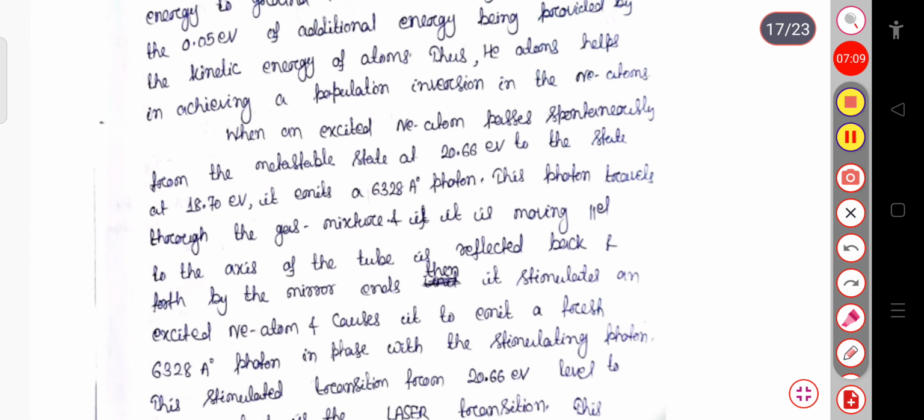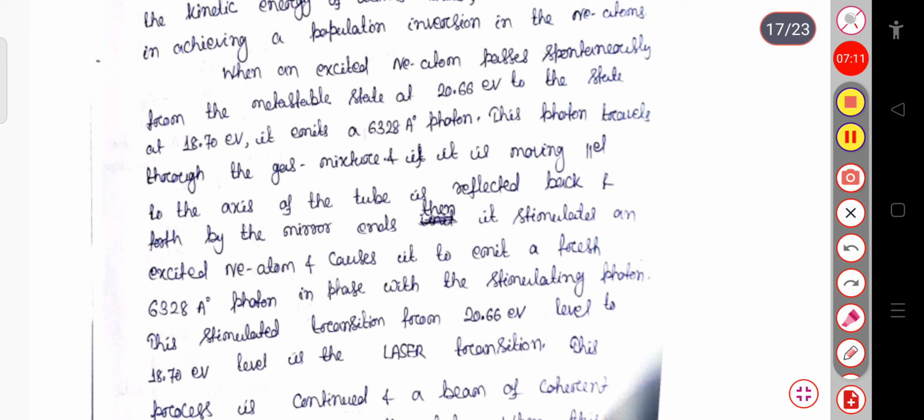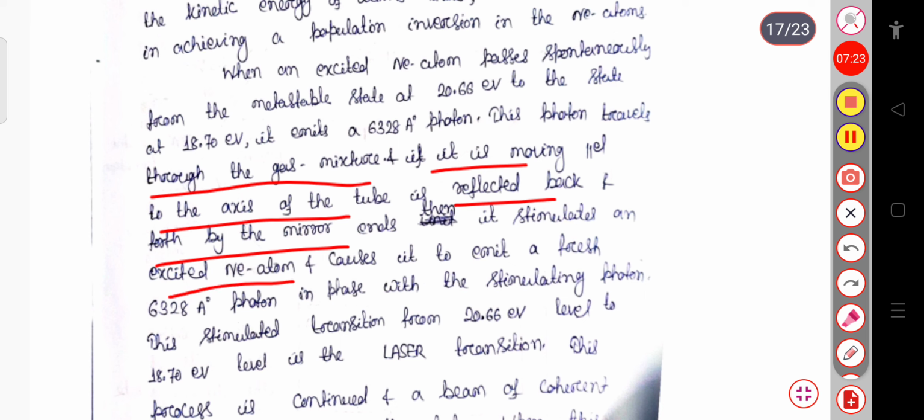So this photon travels through the gas mixture, and if it is moving parallel to the axis of the tube, it is reflected back and forth by the mirror ends. Then it stimulates an excited neon atom and causes it to emit a fresh photon of wavelength 6328 angstrom in phase with the stimulating photon.